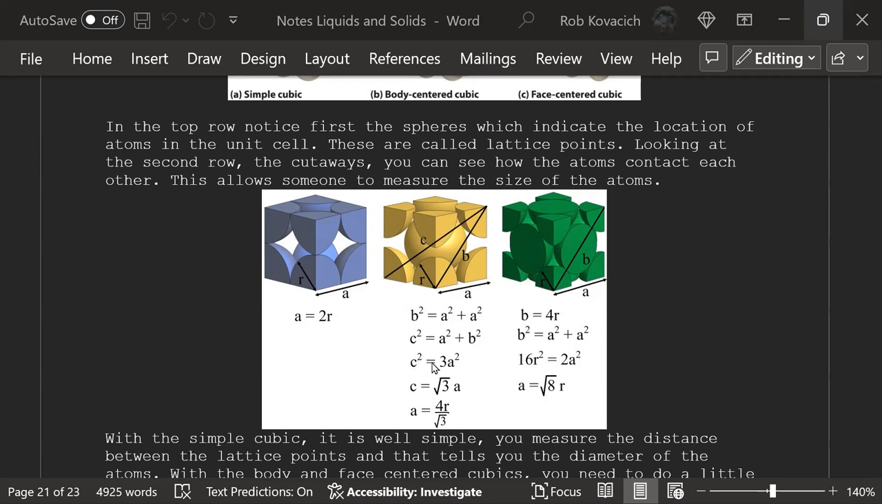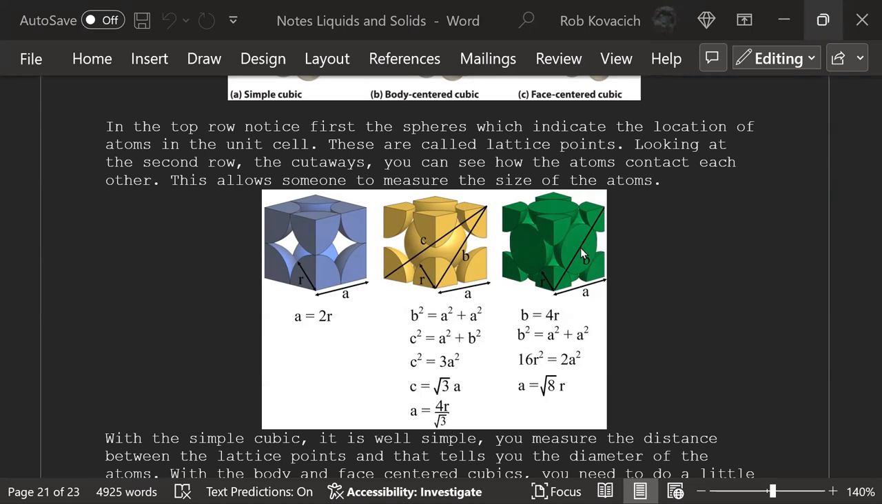Then I take the square root of both sides, and I get c is equal to the square root of 3 times a. I can rearrange it a little better for a, and get the cell size: a is equal to 4r divided by the square root of 3.